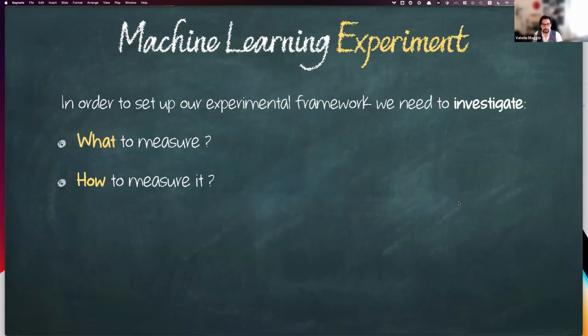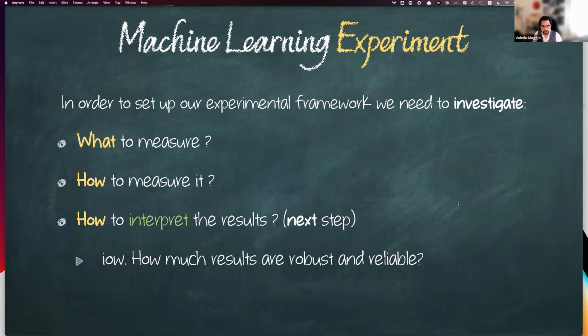In order to set up our experimental framework, we need to investigate essentially two main questions. There are actually three, but in this talk, we're going to go for the main two. The first is what we need to measure. And the second is how we measure it. The last question is how we interpret the results. That would be the next step. We don't have the time to cover that, but in other words, the last question means how robust and reliable your results are, so that you can trust them, even from a statistical point of view.